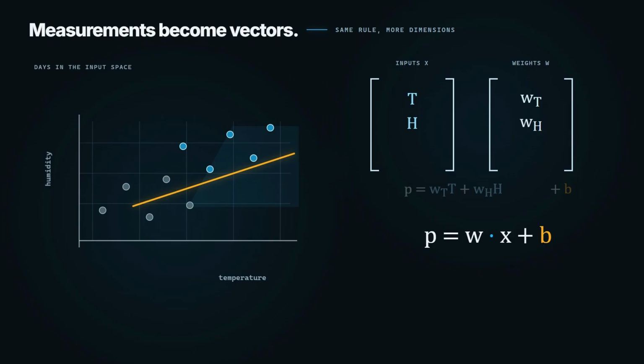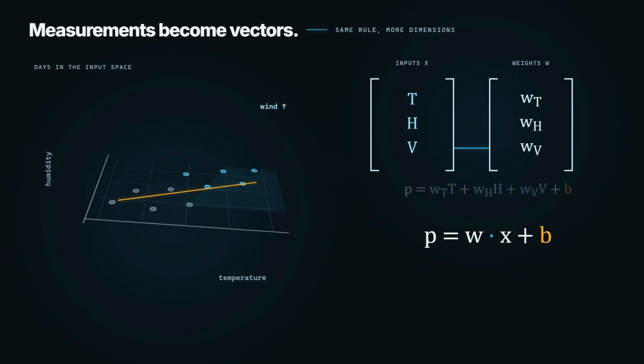With one input, the zero boundary was a point on a number line. With two inputs, it becomes a line across a plane. The weights rotate that line. The bias slides it. Now add wind as a third measurement. A third row grows inside both vectors. Another weighted term joins the sum, and the decision line lifts into a plane in 3 dimensions. More inputs do not change the rule. They only create a boundary in a space with more dimensions.